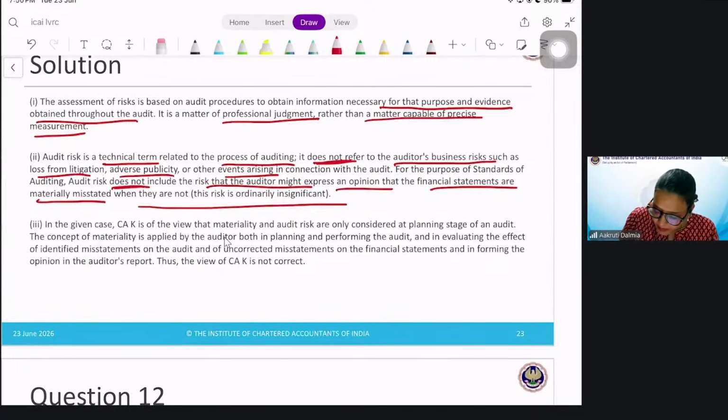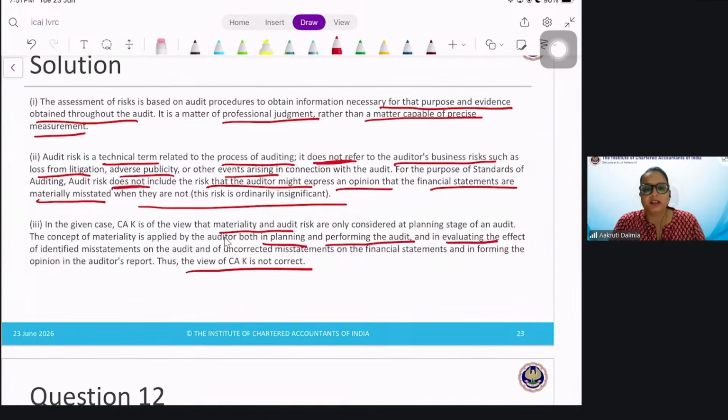In the given case, the view is that materiality and audit risk are only considered at planning stage. The concept of materiality is applied by the auditor both at planning and while performing the audit and evaluation. Hence, the view is not correct. Finished. Next.